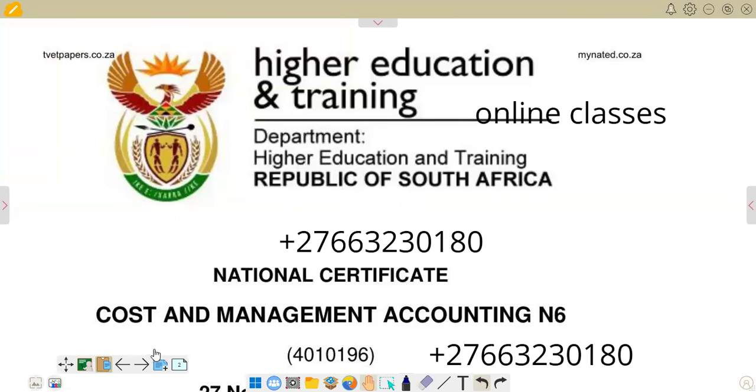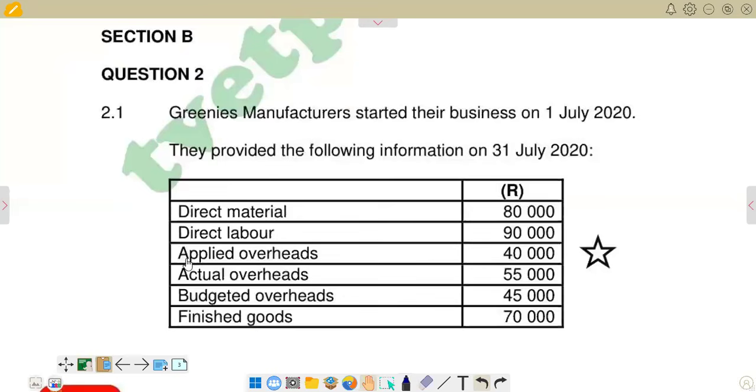And we can go to our question and try to see what we have in terms of our question. So on this question 2, we are going to start on 2.1, which reads Green's manufacturers started their business on 1 July 2020. They provided the following information on 31 July 2020. So we're given information that you are given there.